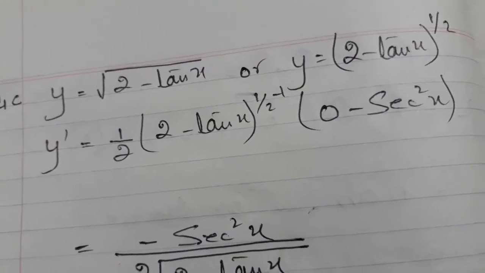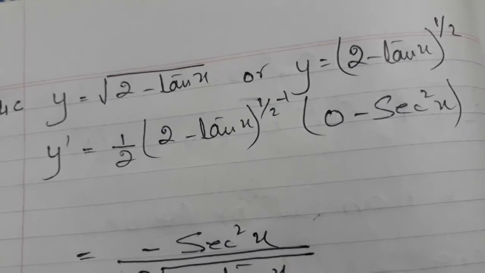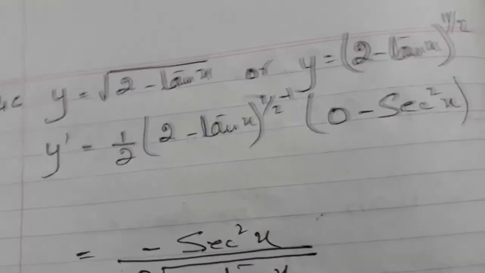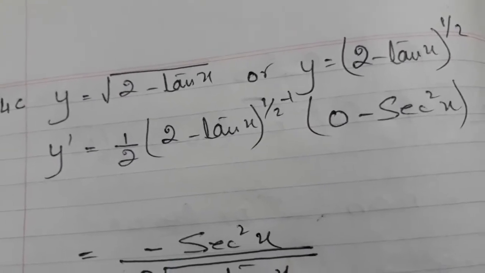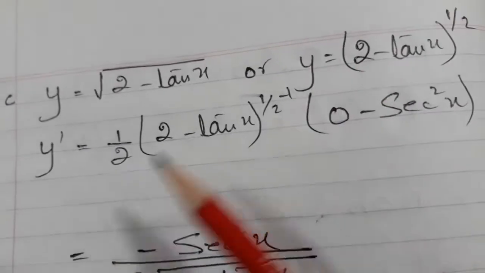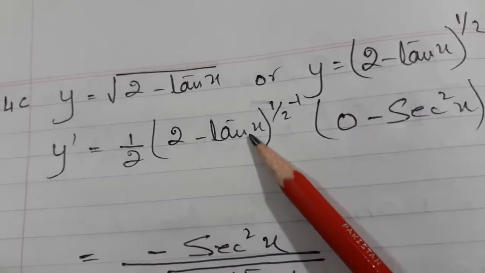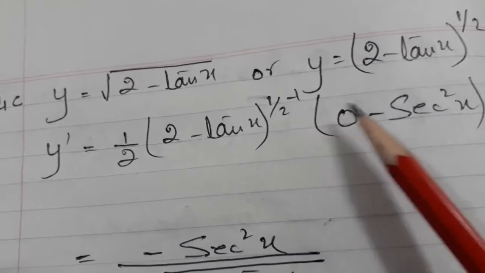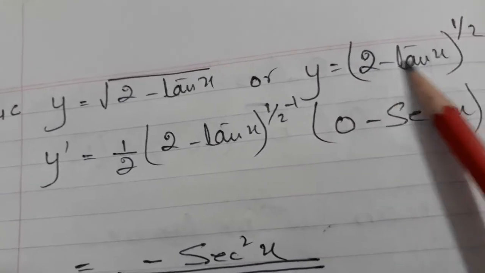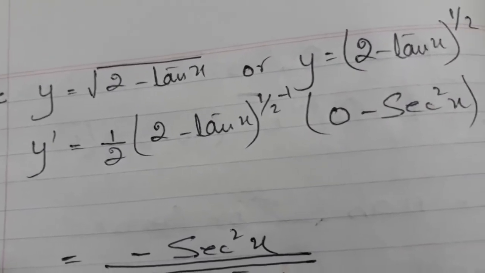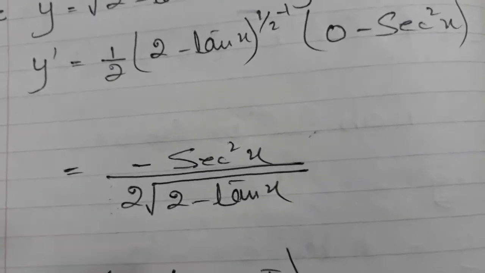Now let's take another example, which is 4c. So we all know if we want to remove the square root sign, in the index form it becomes power half. So if I have to differentiate this, power half will come here as a multiplier. Function will remain same. Power will be reduced by 1. And then we will multiply by the derivative of this function, which is within the bracket. So differentiation of 2 is 0 and tan x is sec square x. And after that I am just simplifying it.